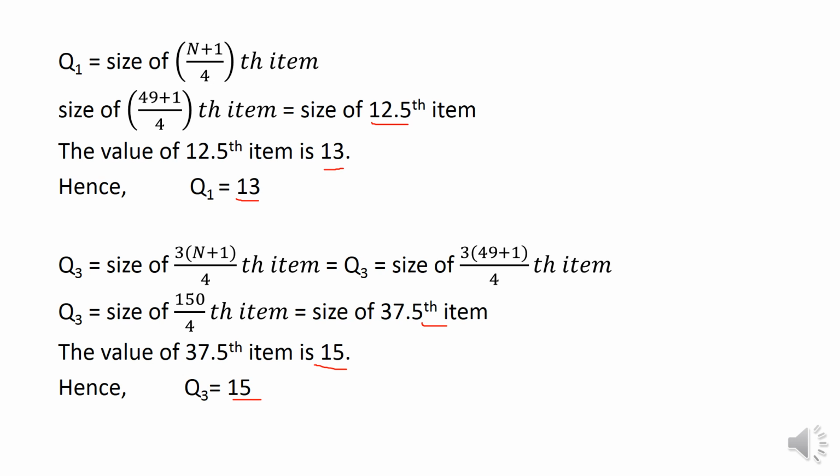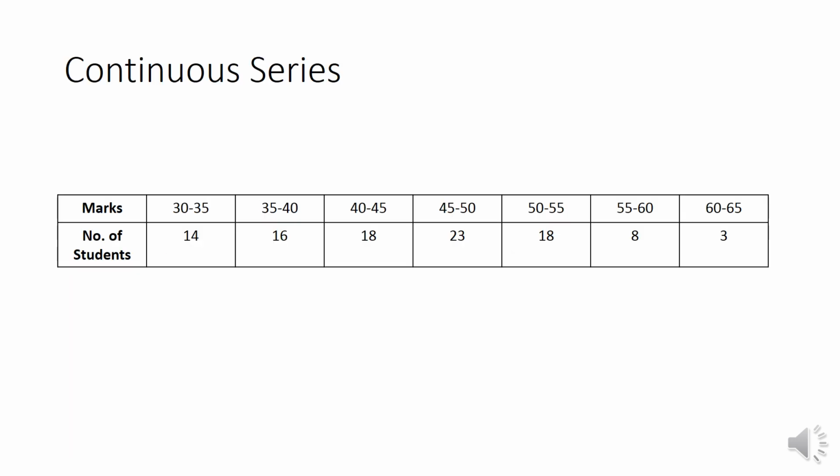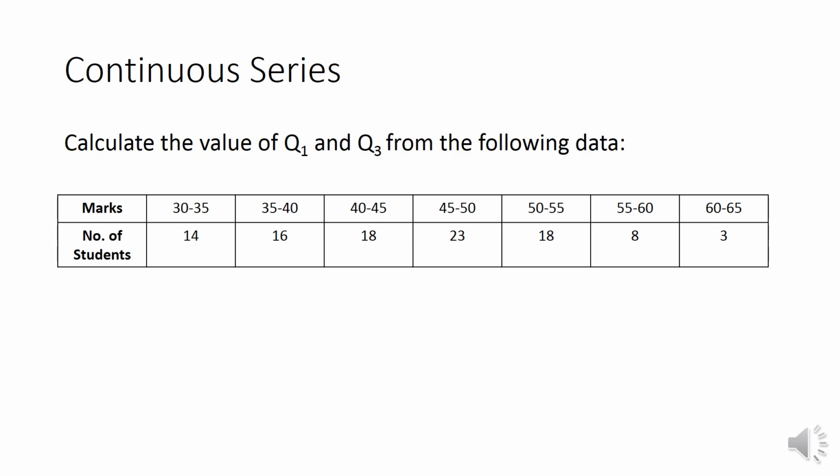will be 15. Now we calculate quartile in continuous series, Q1 and Q3, from the following data. The class intervals given are 30 to 35, 35 to 40, 40 to 45. When class intervals are given, we have to keep in mind what the difference or gap is between them. So 30 to 35 is 5, 35 to 40 is 5, 40 to 45 is 5. It means all are the same class interval, equal class interval, and the frequency is given here.